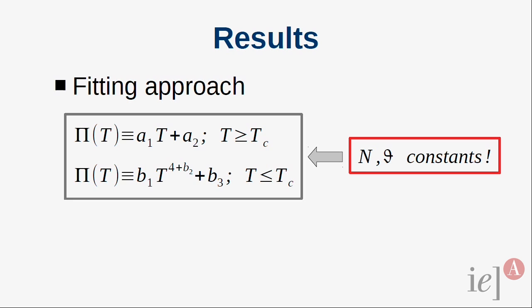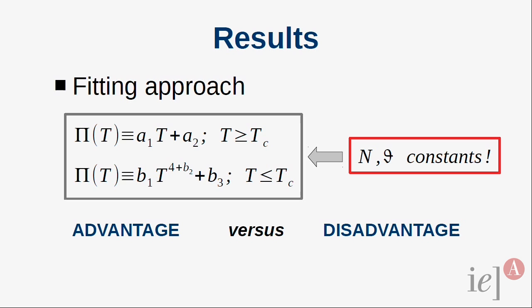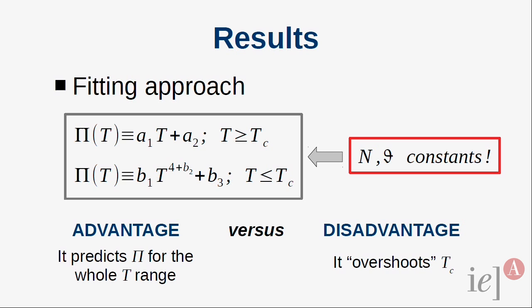But as an approach, it has some advantages and disadvantages. In this case, the advantage is that we can predict the whole behavior of the pressure parameter for the full range of temperature. So using this approach, we can predict the effects at zero temperature. If we put here T equal to zero, this B3 term is the zero point pressure parameter. So we can extract the zero point energy and other properties at zero temperature. But the disadvantage of this method is that it overshoots the critical temperature. As I will show you now, the critical temperature is higher than it should be. This approach cannot predict the critical temperature well in this case.